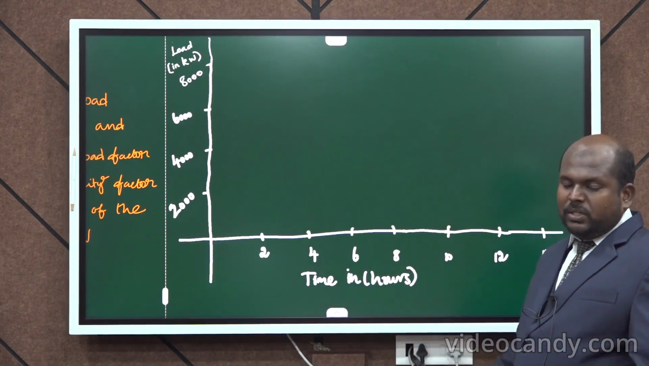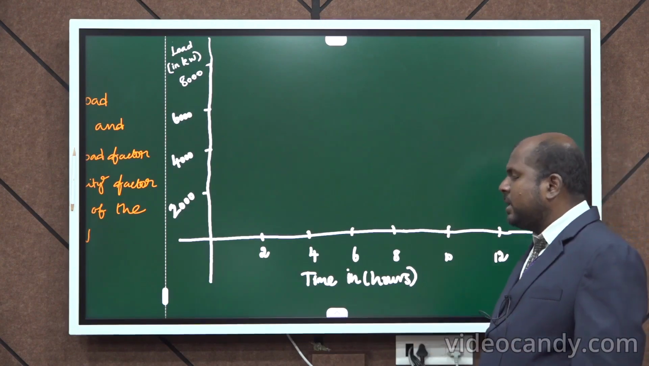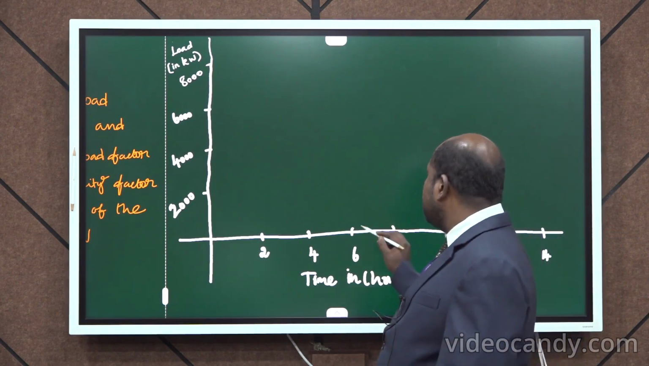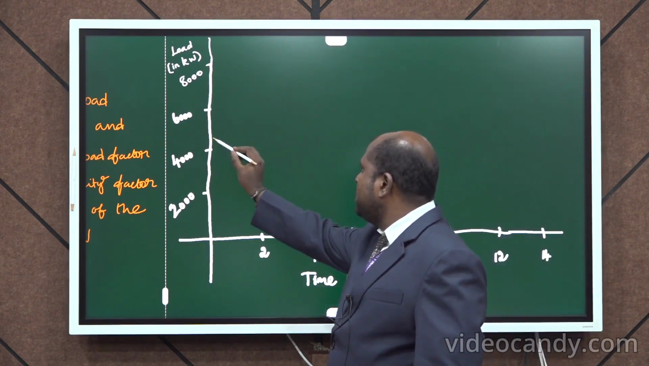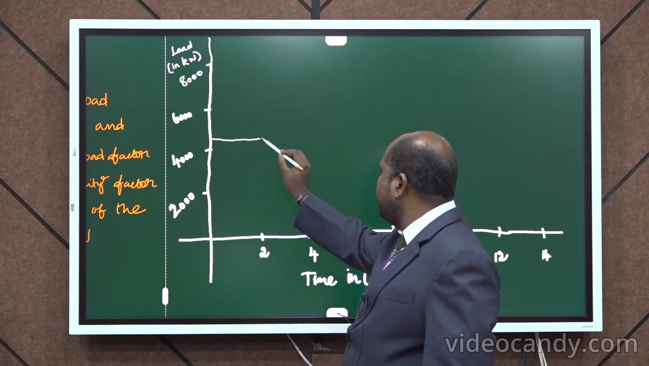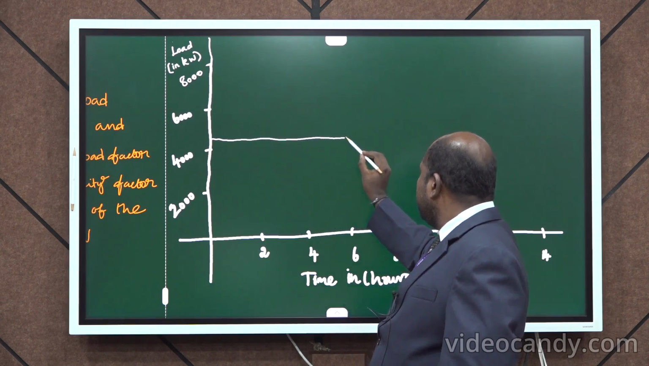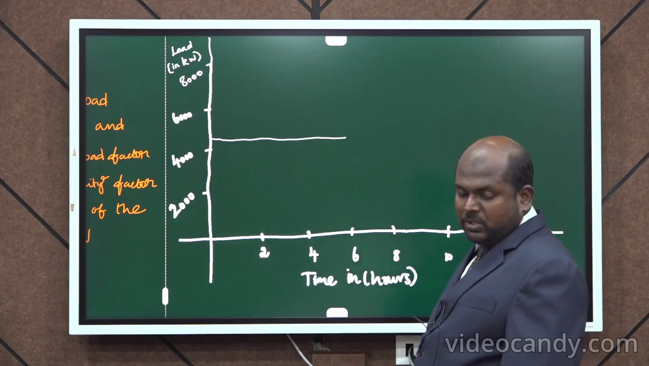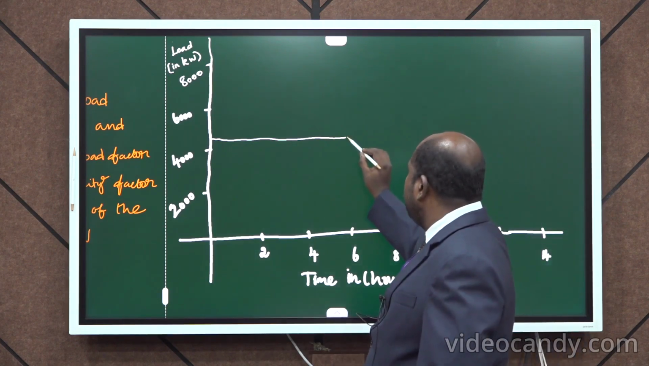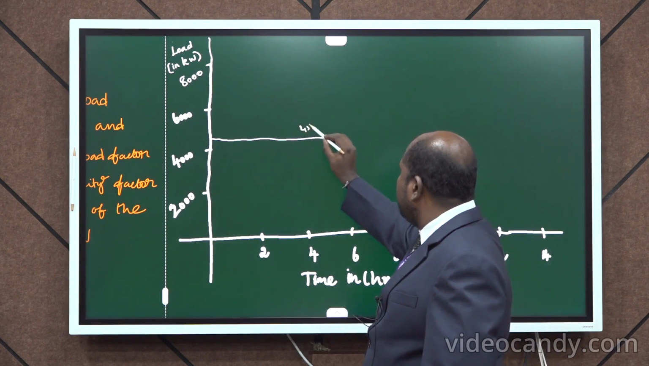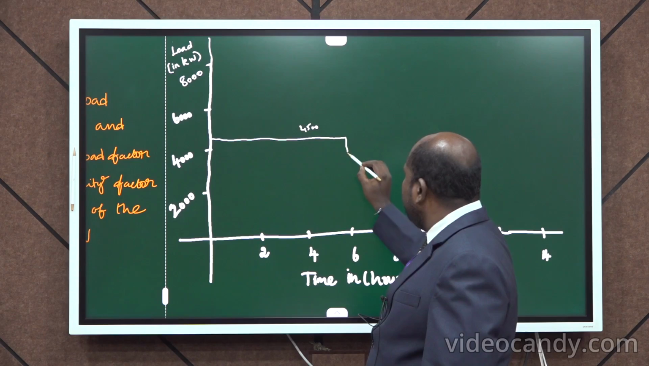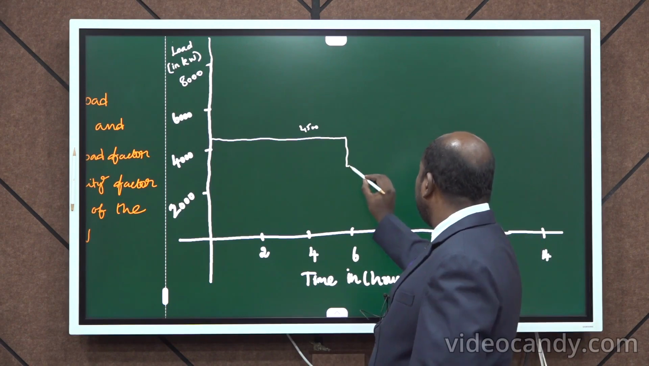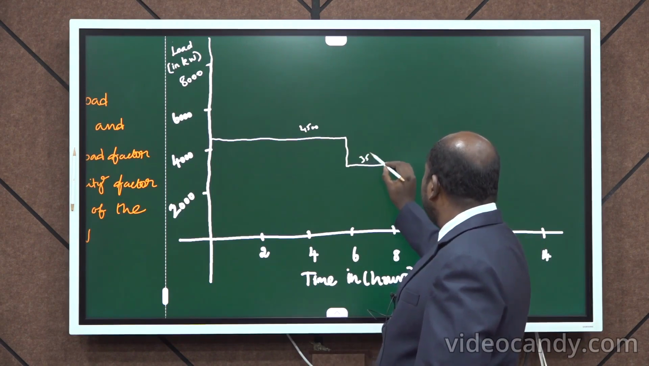For 0 to 6 hours, the load is 4500 kilowatt, and I sketch it this way for all 6 hours. Then 6 to 8 hours begins at 3500 kilowatt, which continues for 2 hours. So this is my 4500, and this is my 3500 kilowatt.